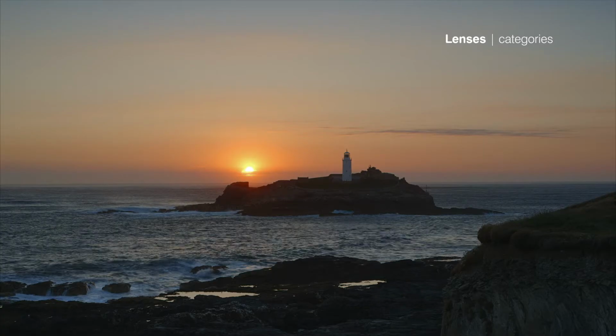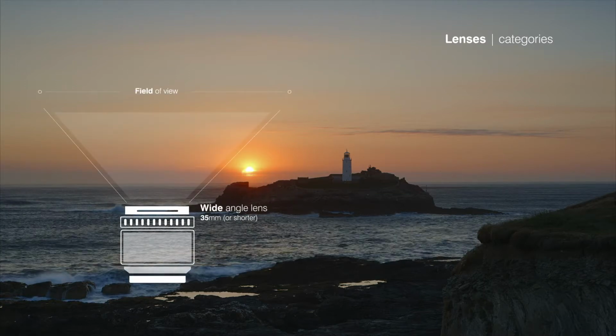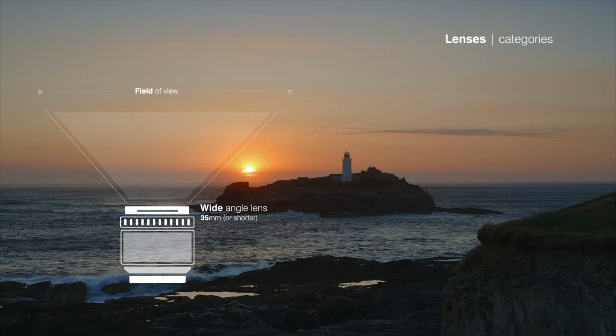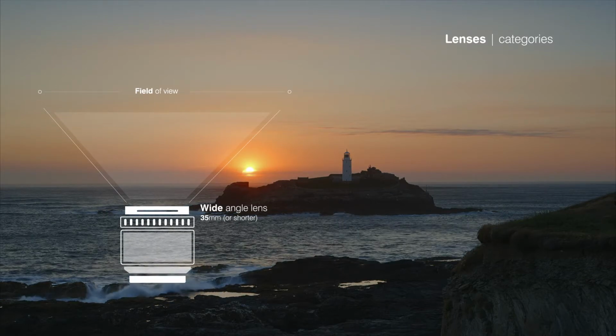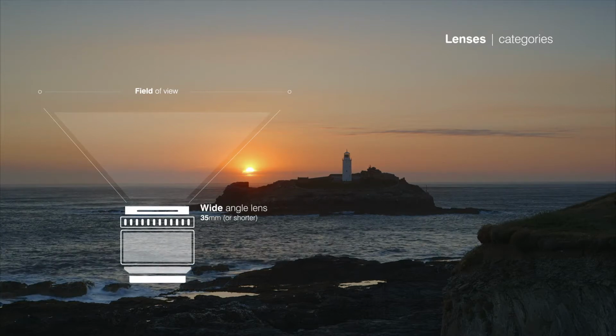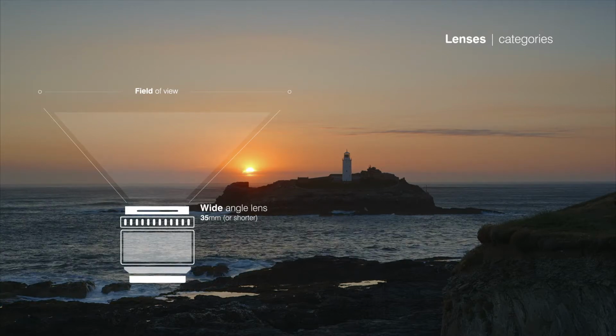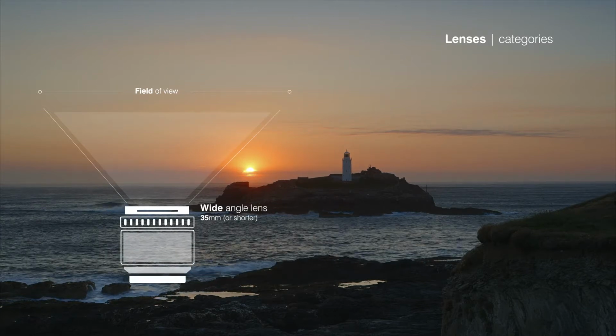For example, a wide-angle lens has a wider field of view. A lens which has a focal length of around 35mm or shorter is generally classed as a wide angle. This type of lens allows you to include a large amount of a scene within your frame. This is ideal for when shooting landscapes, interiors, or if you've got a large group of people in a smaller space.